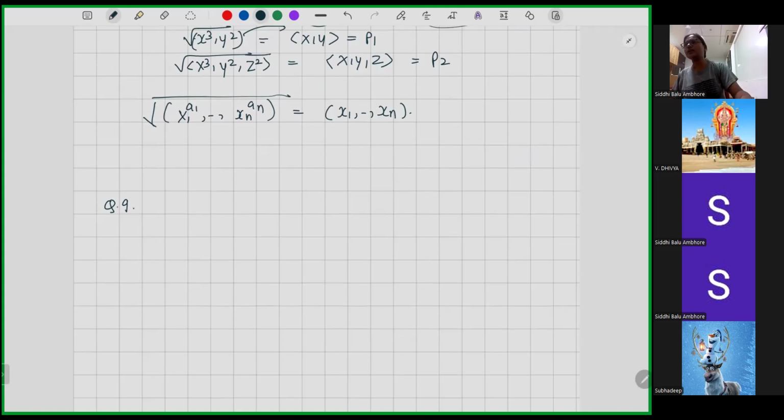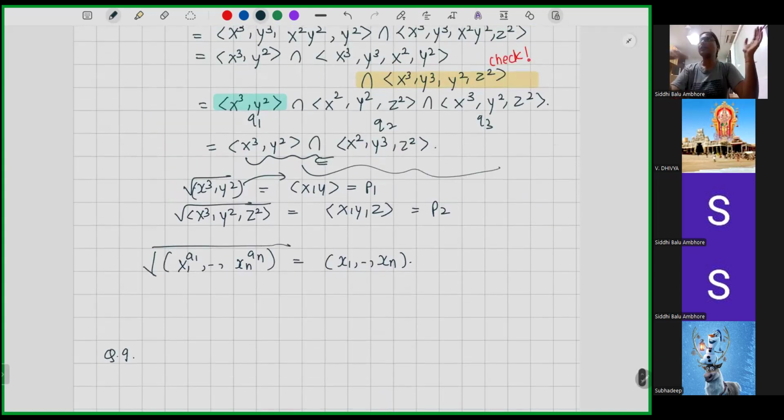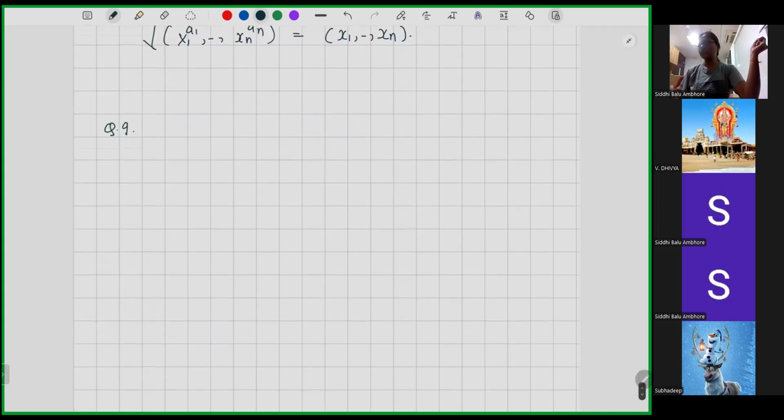We can always calculate radical of primary components to find the associated prime. Yes, we can. So once we have primary decomposition, calculate its radical, and we get associated prime. Yes, you can do that. Even that ideal xz comma x cube comma z cube, you can take a radical of that ideal and check what that radical is.